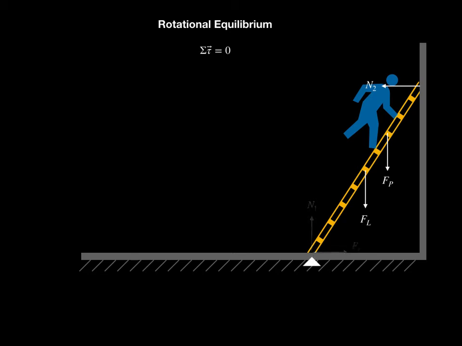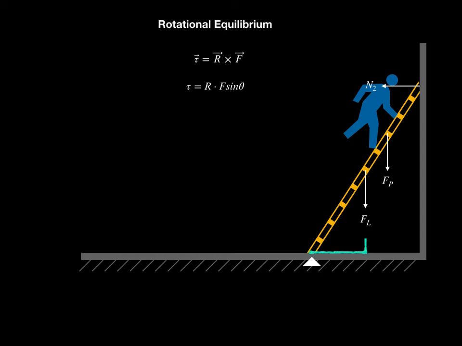By choosing this point, no torque will be produced by either static friction or normal 1. This is not to say that the forces are zero, only that the torque produced is zero because they both have no lever arm. Torque, by its definition, is r cross F, meaning the two vectors need to be perpendicular to one another. In magnitude, this simplifies to rF sine theta, where theta is the angle between the lever arm and the force.